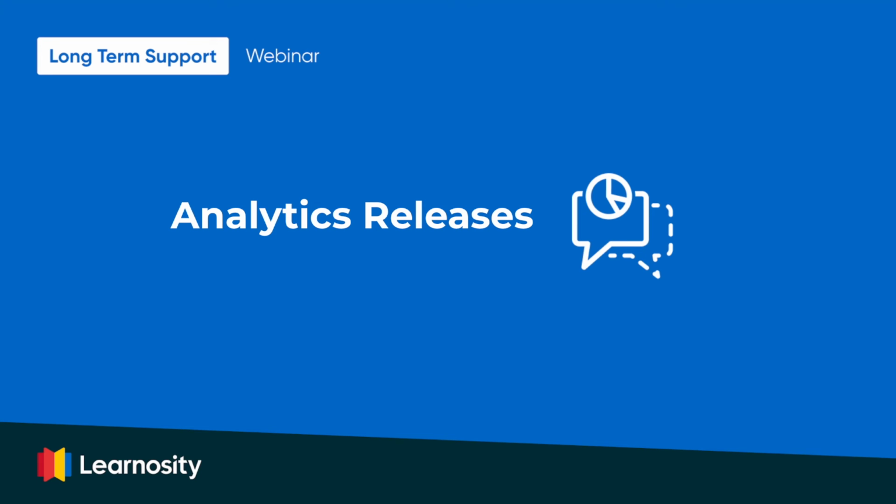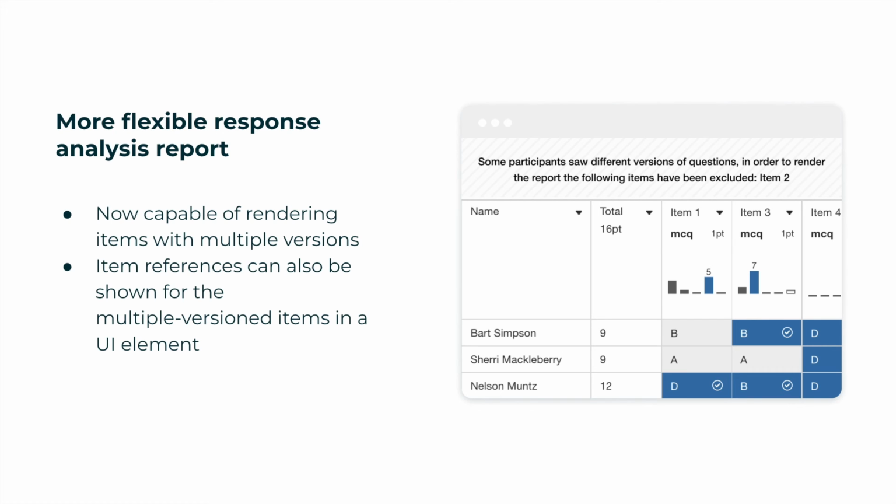Next up, let's take a look at analytics. Our response analysis report displays a summary of responses for a group of learners. This report is now capable of rendering items that have multiple versions. Item references can also be shown for the multiple versioned items in a user interface element.